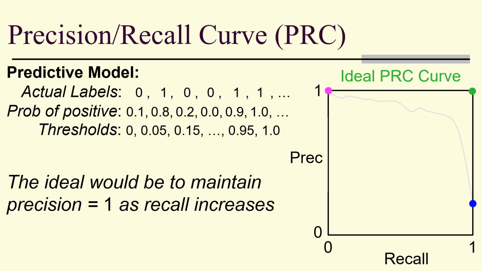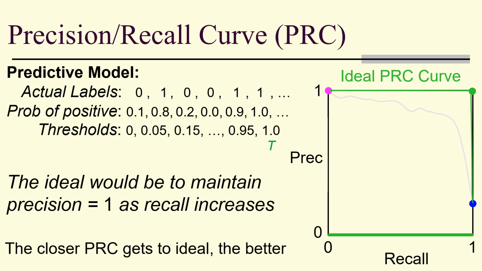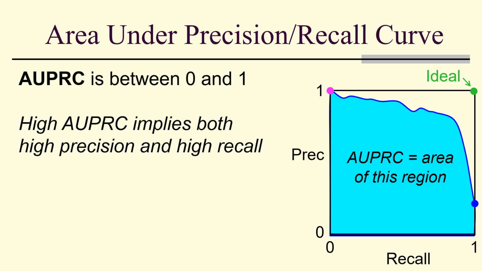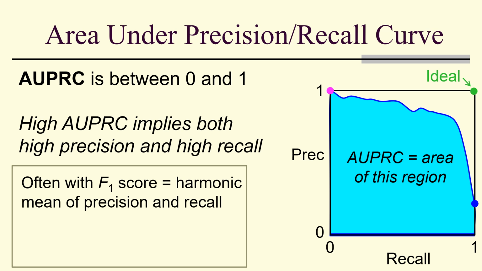So the ideal would be to maintain precision equals 1 as the recall increases. So what would be really nice is if we simply stayed at that upper bound until almost at the very end. The closer the PRC gets to ideal, the better. The area under the precision recall curve is between 0 and 1. High area implies both high precision and high recall. We often combine this with the F1 score, the harmonic mean of precision and recall, and the closer to 1, the better.